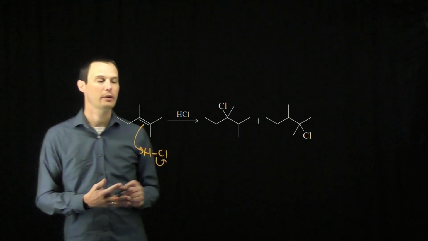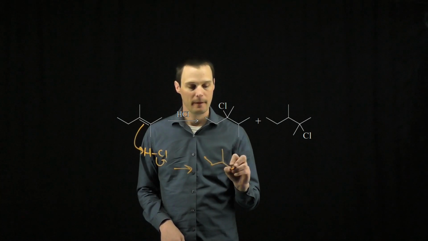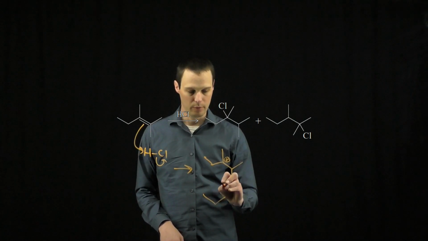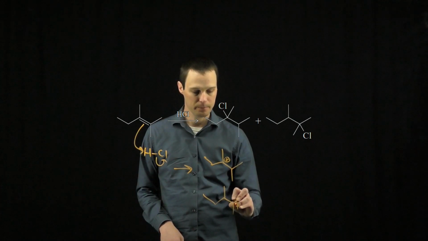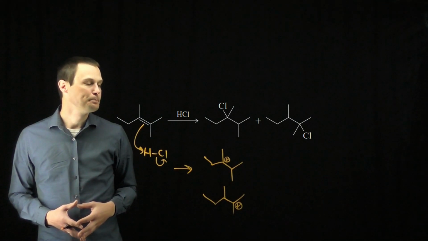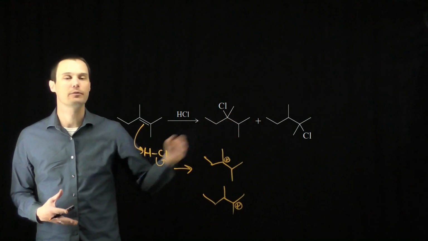So there's no difference between the carbocations, which means both carbocations could form without preference. We could end up with the carbocation at this position or the carbocation at this position. Since they're both tertiary, they both form with equal probability. Then the chloride could attack, and we would end up with these two products without any preference for one over the other.